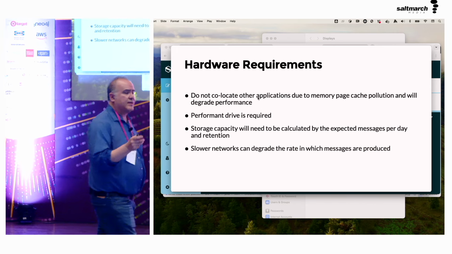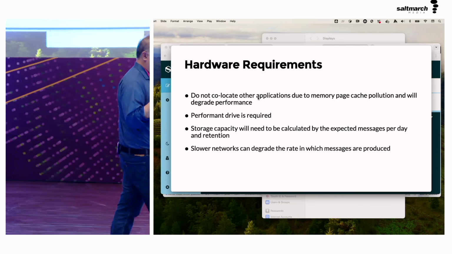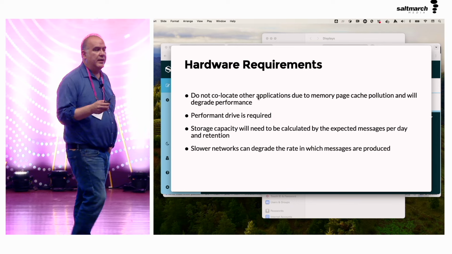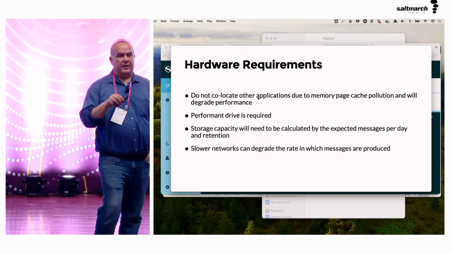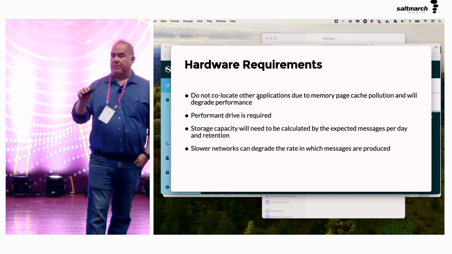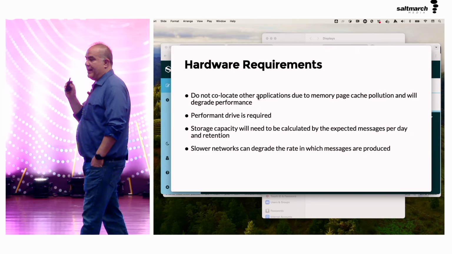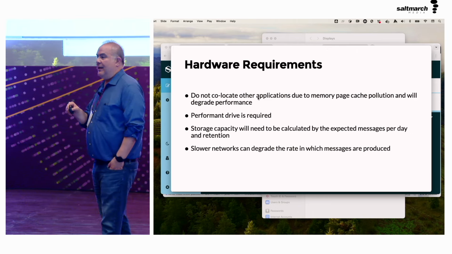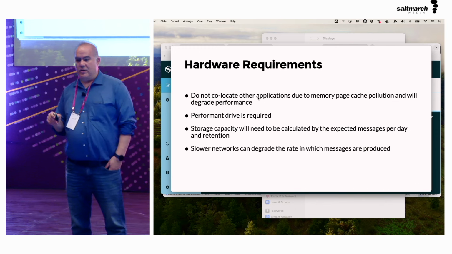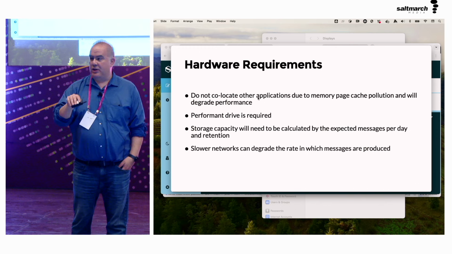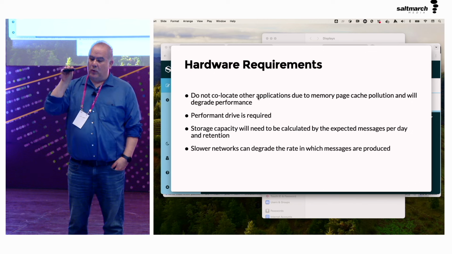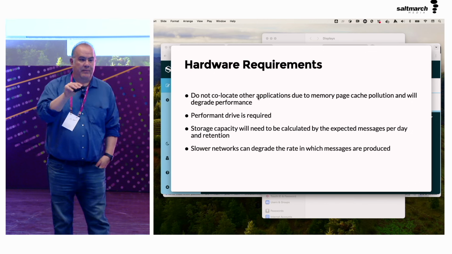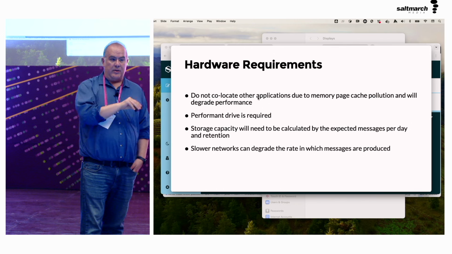One of the things that makes the performance such a unique benefit to Kafka is that it uses something called page cache, which is a part of your operating system memory and not a part of your JVM. It's not a part of your heap. Whenever you write a message to Kafka, it goes into this page cache, so it's quickly available. It's a recently written message, so it's available very quickly to all the consumers.